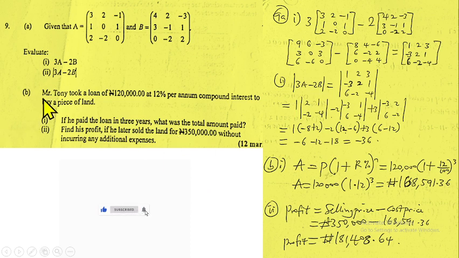So question number 9b is from arithmetic of finance, and in this case it's from compound interest. Mr. Tony took a loan of 120,000 at 12% per annum compound interest to buy a piece of land. If he paid the loan in 3 years, what was the total amount?